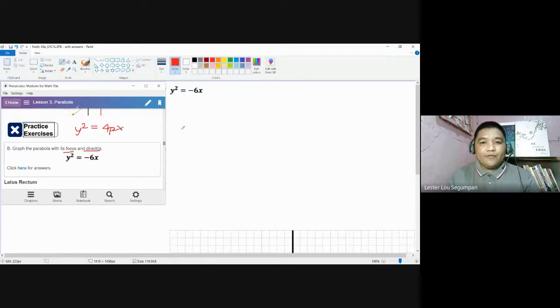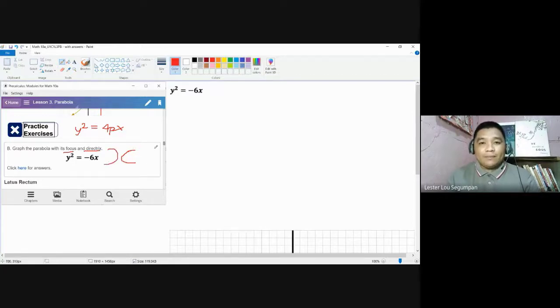As for this parabola here, this is in the form y squared is equal to 4px. And if the variable with the second degree, or the variable with exponent 2, is y, this parabola opens sideward. Now, either to the right or to the left.